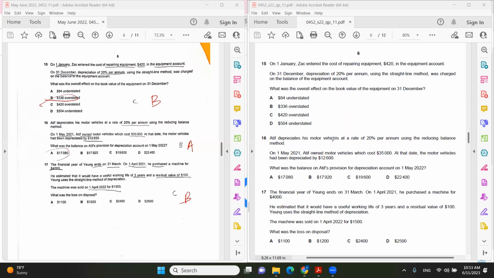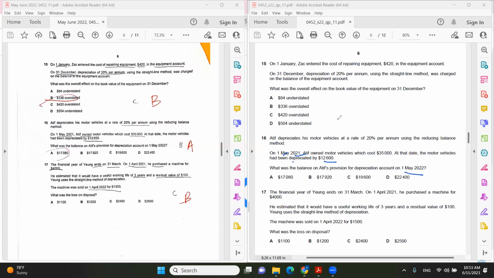Alif depreciates his motor vehicle at the rate of 20% per annum using the reducing balance method. On 1st May 2021, Alif owned a motor vehicle which cost 35,000. At that day, the motor vehicle had been depreciated 12,600. What was the balance on the provision for depreciation account on the 1st? So this is the beginning of the year. Okay, this is the second.